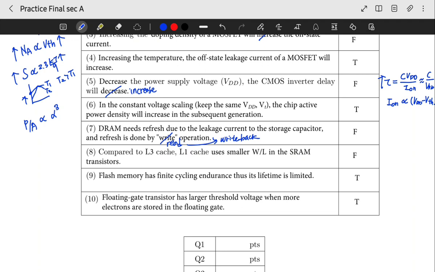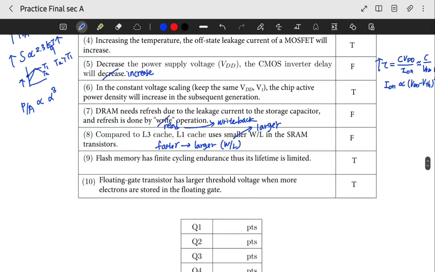Number 8, compared to the L3 cache, the L1 cache uses smaller-size transistors in the SRAM. From L3 to L1, we want something faster, which means we have to have a larger W over L. So here the answer is false, and it should be larger.